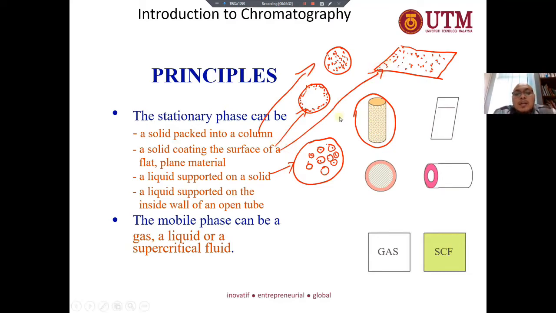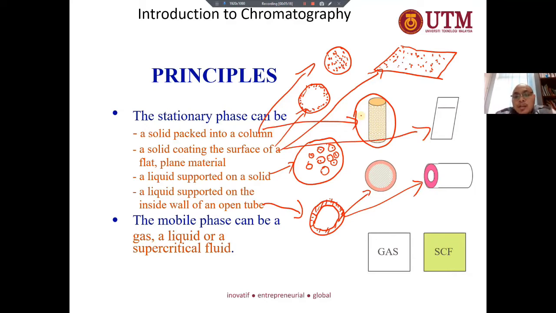Or we can have a liquid supported on the inside wall of an open tube. We can have something like this. There is no solid particle, we only have the liquid support. So the liquid is supported or coated on the wall of our column. So this is the one. For this question, this one is supposed to be here, this one here, and this one here.